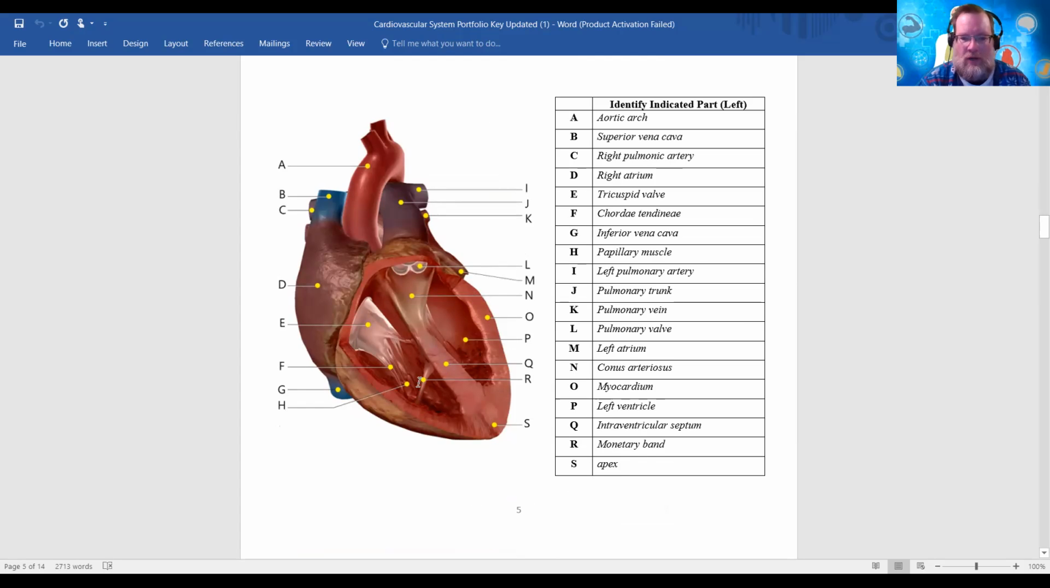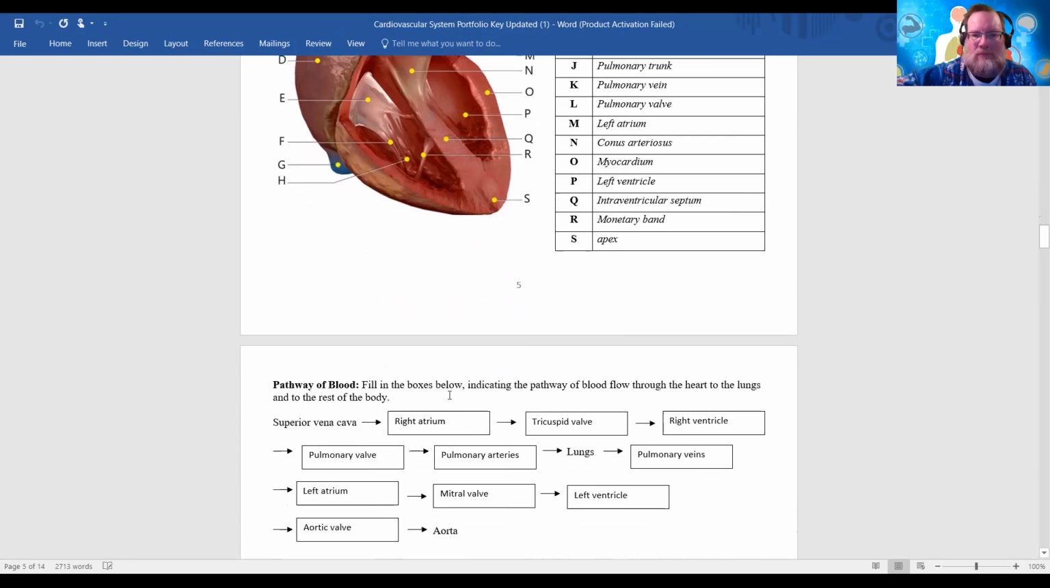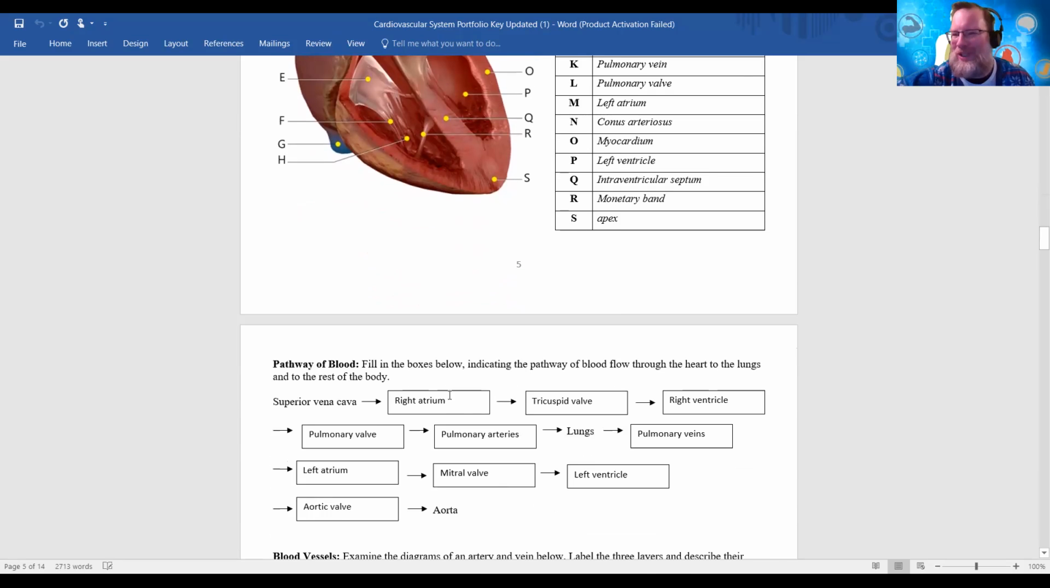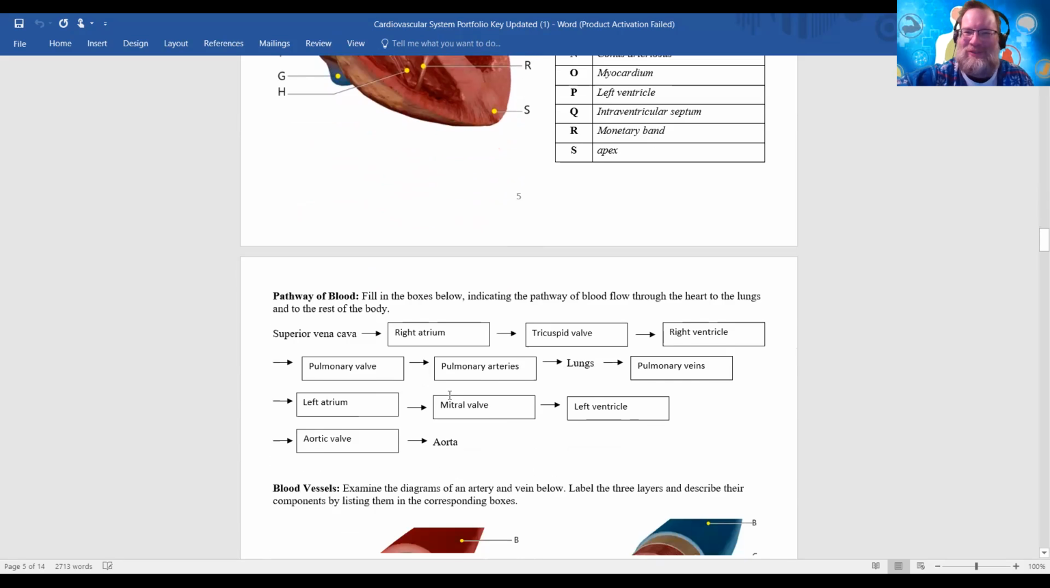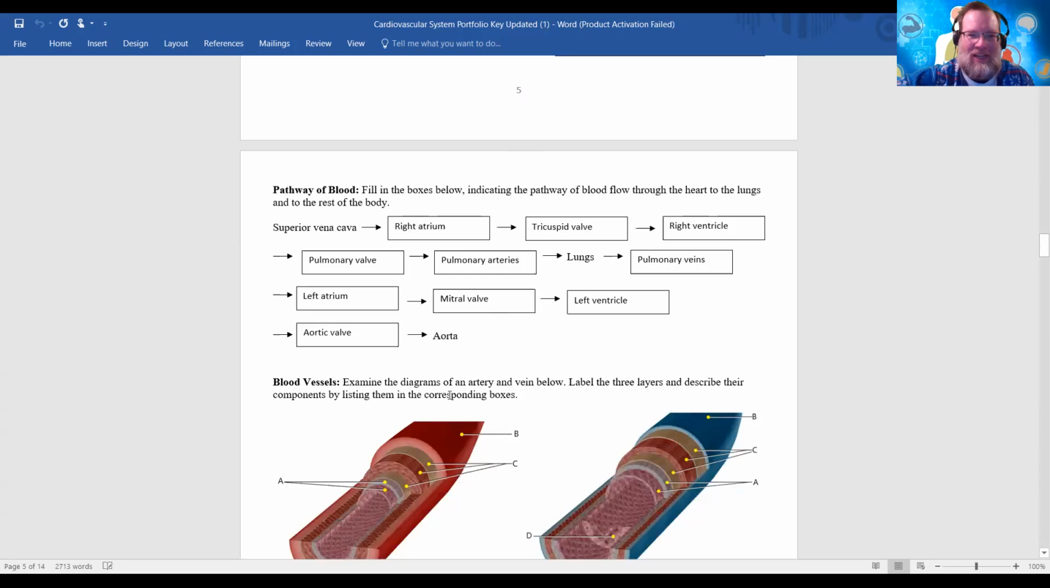There is one here, letter R, that we didn't really go through. It's a specialized band. So I wouldn't worry too much about letter R. In fact, if you left it blank, you would be fine.